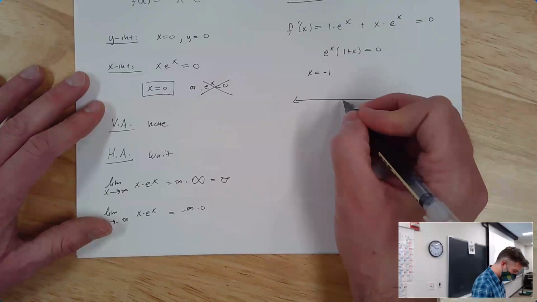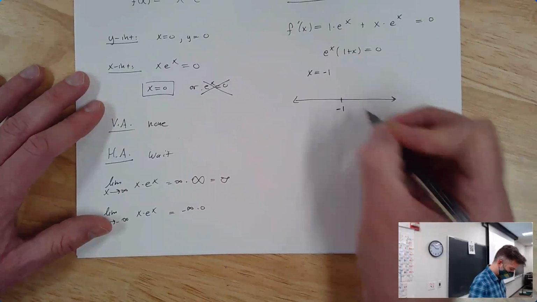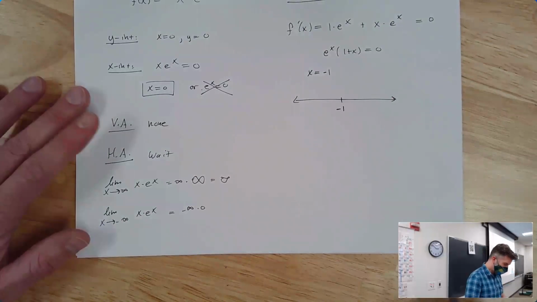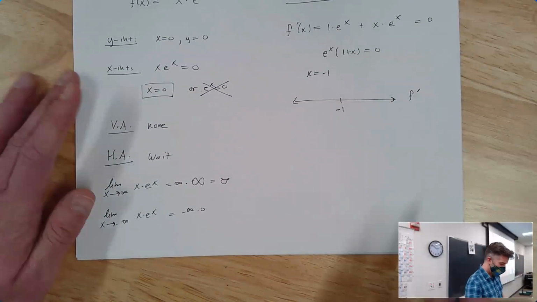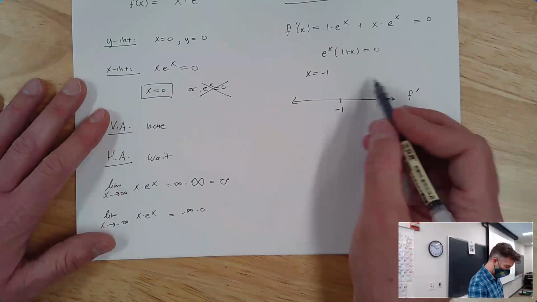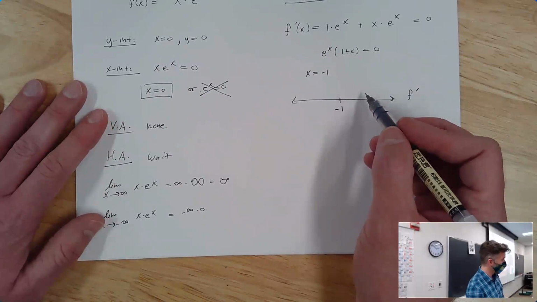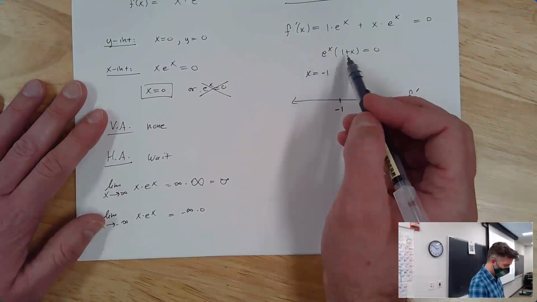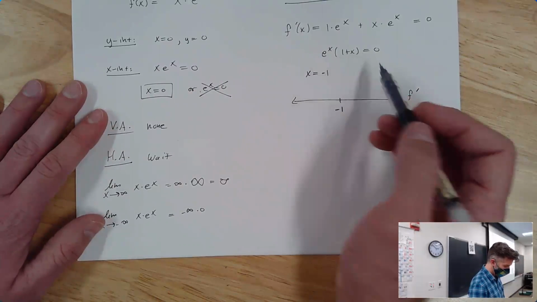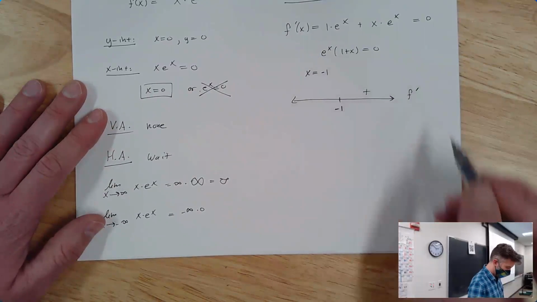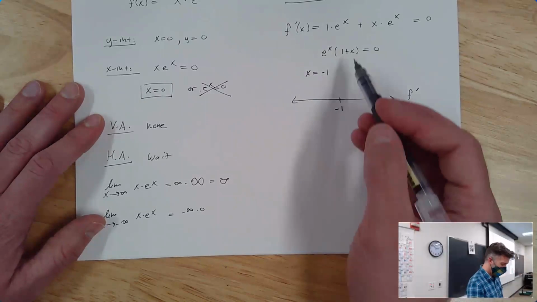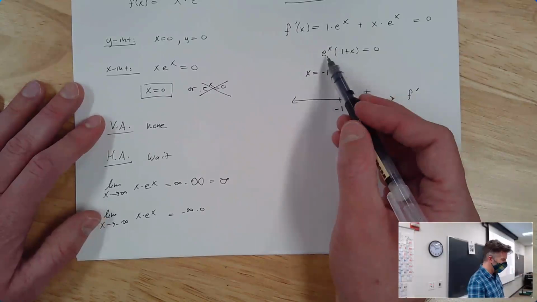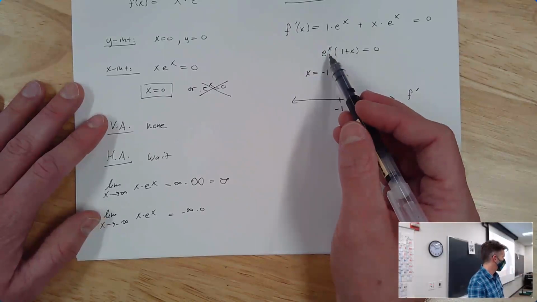So on my sign chart here, there's a -1. And if I look at the first derivative, I can see that over here, if I pick something larger than -1, like 0, e to the 0 is positive, and 1 plus 0 is positive, positive times positive is positive. On the other side, if I pick something like -2, 1 plus -2 is negative, and e to the -2 is positive or negative?